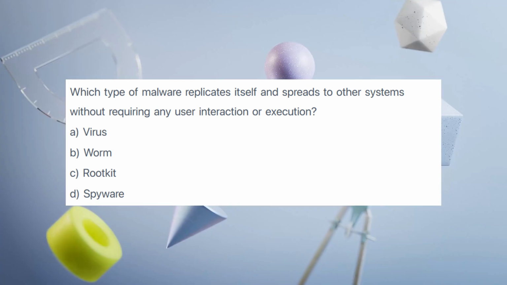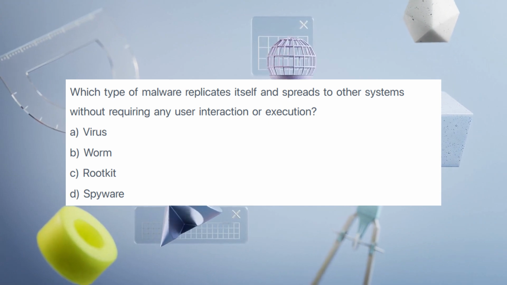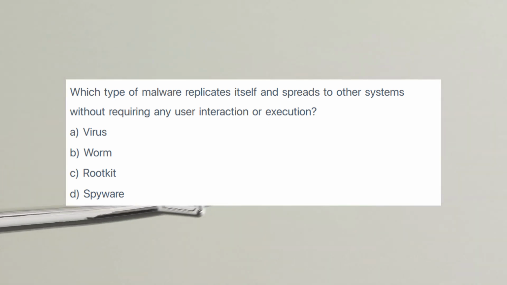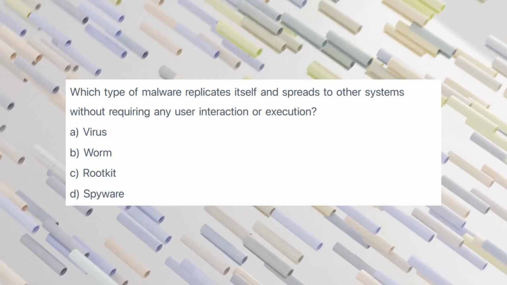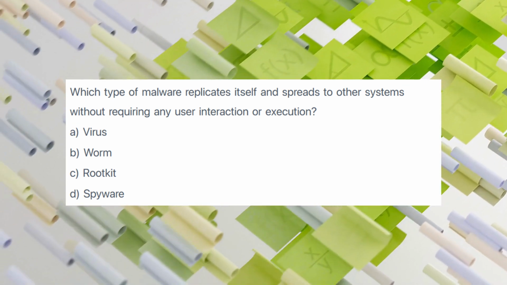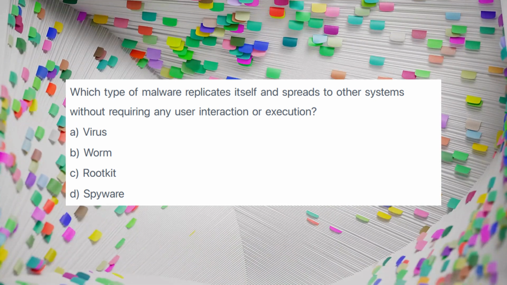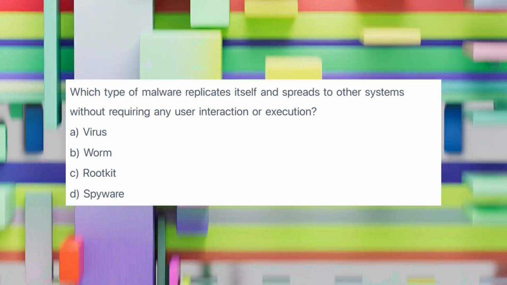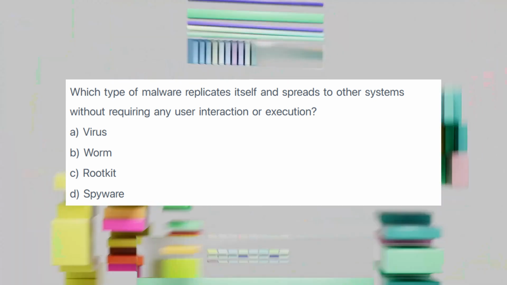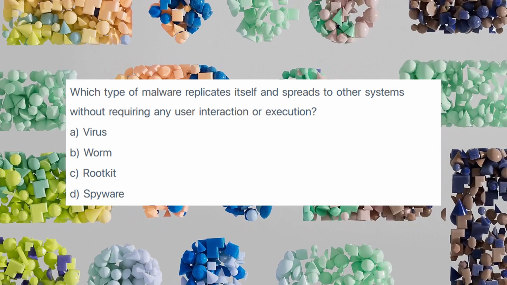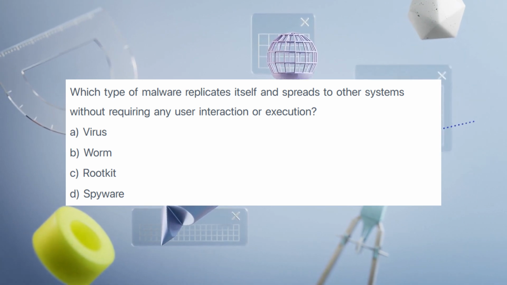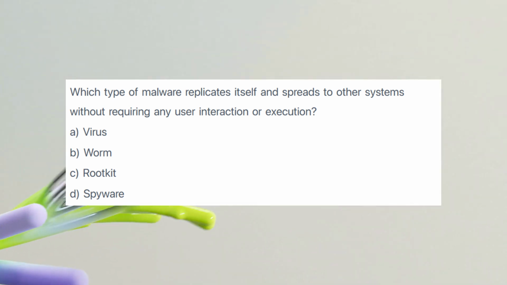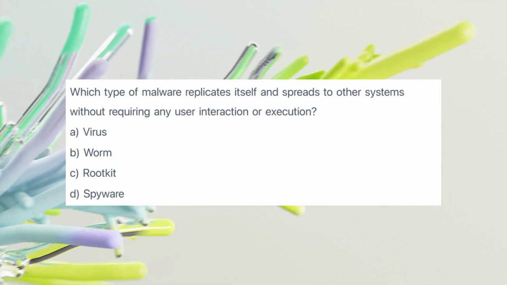The answer is B. Worm. Worms are standalone malware that can self-replicate and spread across networks without needing to attach to an existing program or require user action. Option A. Viruses require execution and typically attach to files. Option C. Rootkits hide the presence of malware. Option D. Spyware collects information.